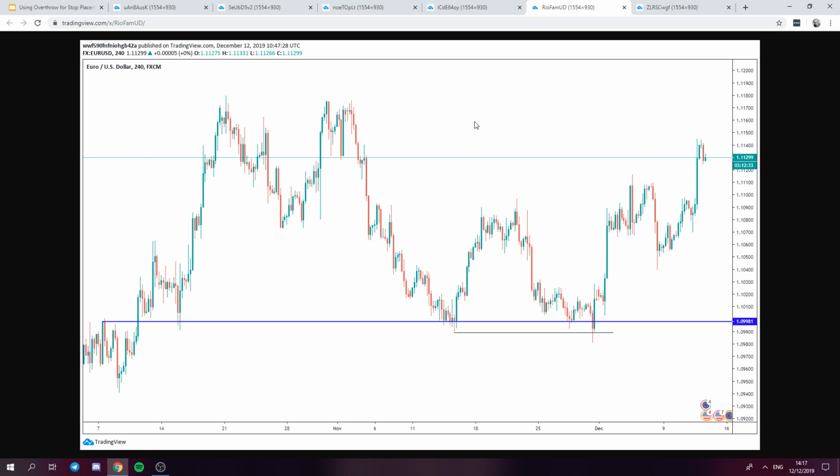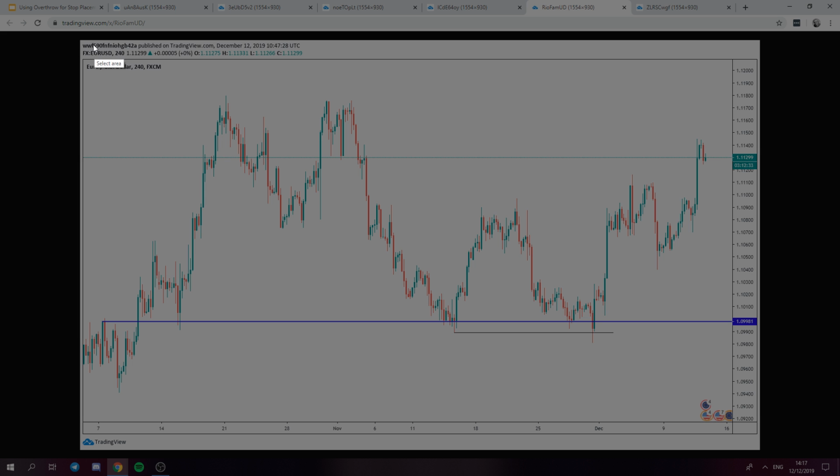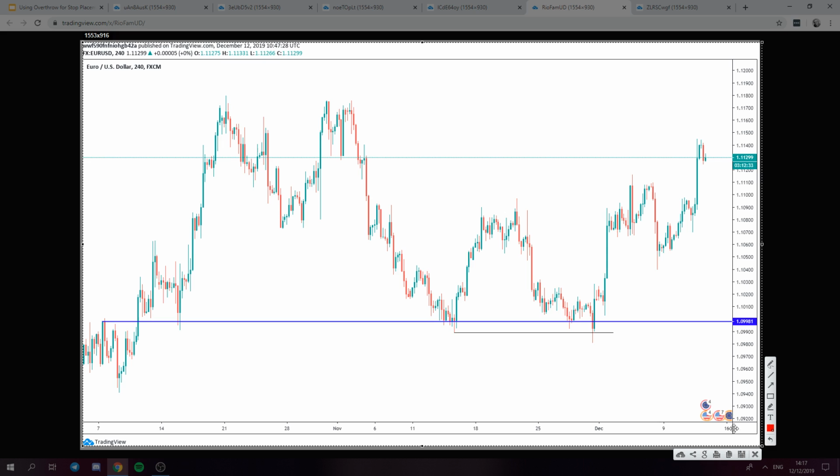Is there a valid example here? I believe there is. Euro dollar 4-hour chart. You've got resistance, multi-touch support that's being respected the whole way, right? Then you can see, finally on this candle, the level is broken, okay?